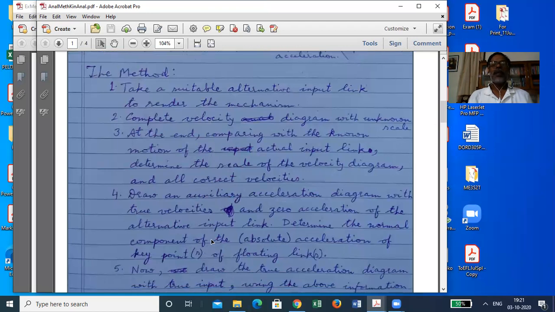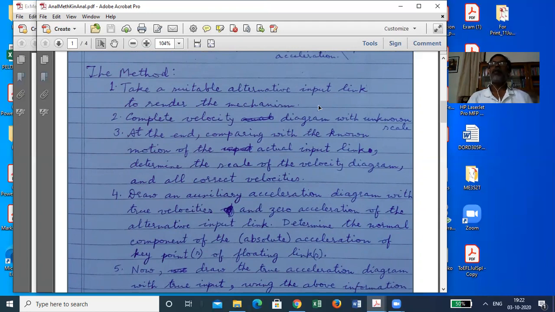First, you take a suitable alternative input link to render the mechanism simple. That simple word is missing here. Okay, it should be simple. So by changing the input link, you make the mechanism simple. But you don't know that input velocity. Don't worry. You assume any velocity. Even the quantitative velocity you don't have to assume.